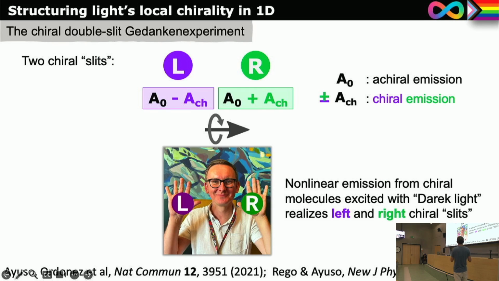So with this kind of field, we can realize a chiral double slit experiment. So this chiral double slit experiment is as follows.